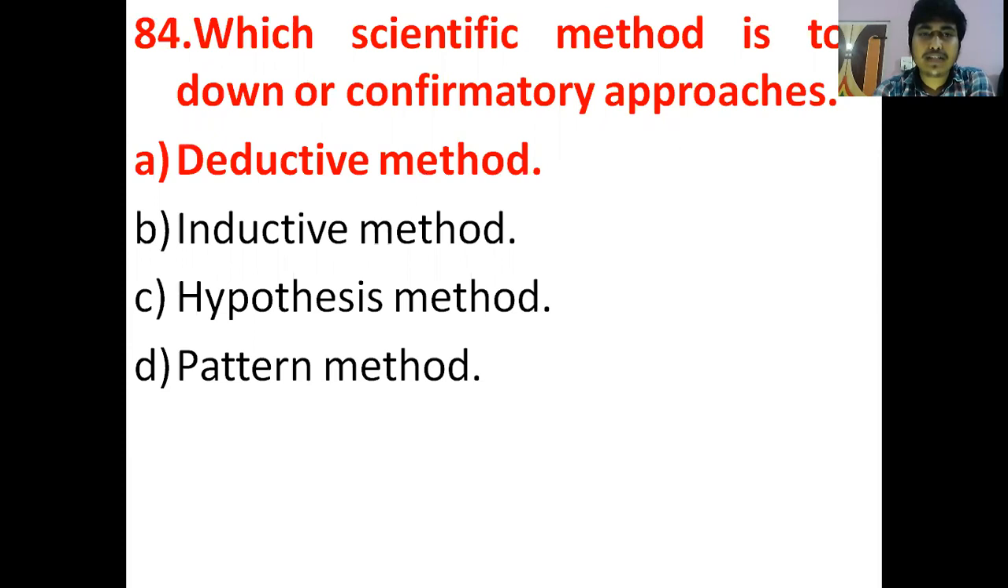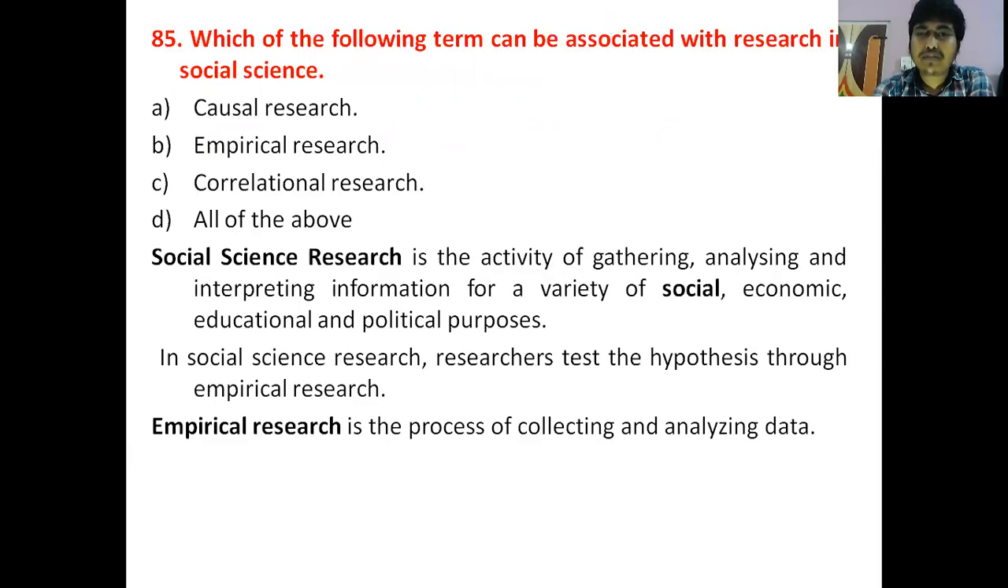The next question is: which of the following terms can be associated with the research in social science? Your options are causal research, empirical research, correlational research, all of the above. Social science research is the activity of gathering, analyzing, and interpreting information for a variety of social, economic, educational, and political purposes. In social science research, researchers test the hypothesis through empirical research, and empirical research brings out the definite cause and effect relationship. So our correct answer will be empirical research.